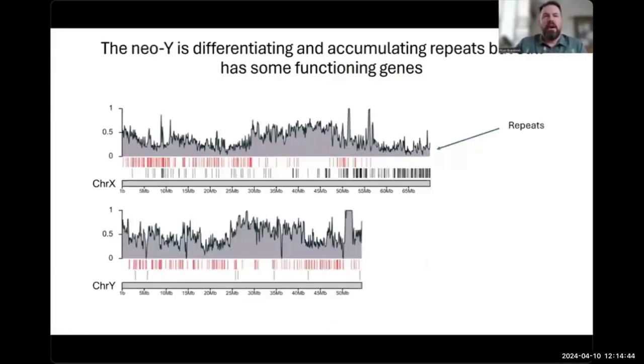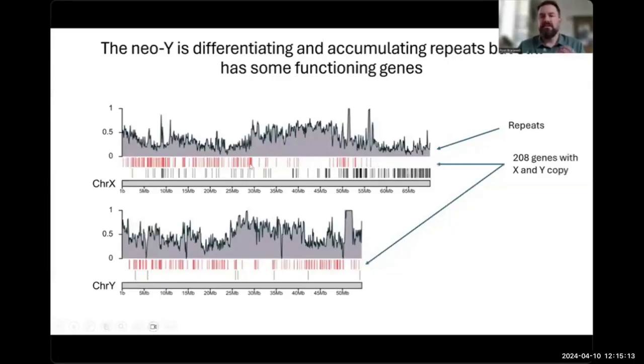When looking at the neo-Y, we see that it's differentiating and accumulating repeats, but still has some functioning genes. So here is showing you the X chromosome, and here is showing you the Y chromosome. The gray here is showing you repeat density across the chromosome. There is actually an increase in the amount of repeats that we see on the Y compared to the X. Then what I'm showing you here below are the genes with an X chromosome and a Y chromosome copy.